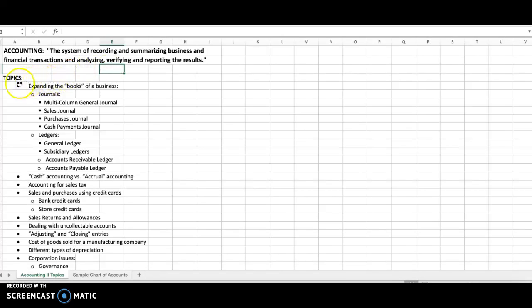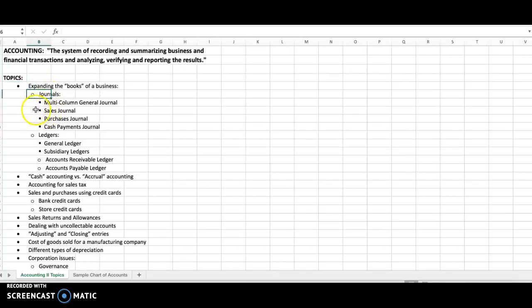To give you an idea of where we're going, I've listed some possible topics. We will be covering most of these, maybe adding a couple more as we go along, but these are the basic things that you can look forward to. We will begin by expanding the books of the business. Semester 1, you looked at the general journal and the general ledger. Now we're going to look at different kinds of books.